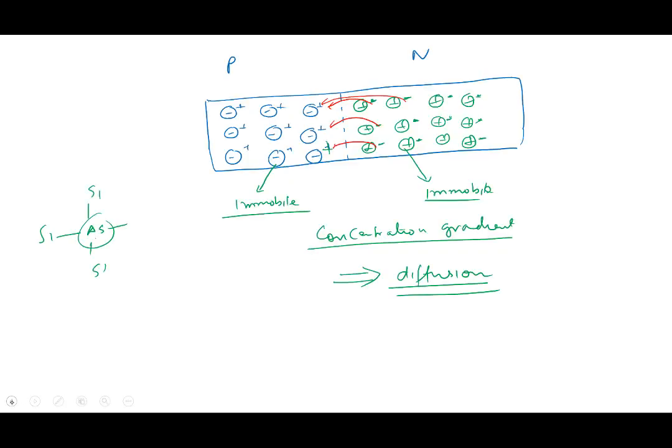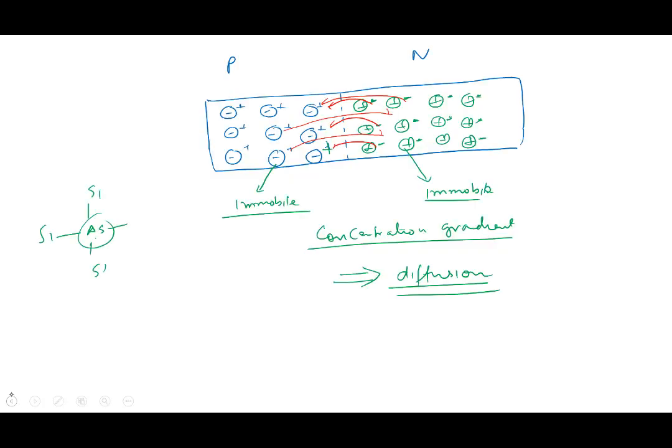And the holes will also try to go there, right? The holes will try to go here because of the concentration gradient. Right? Now, an interesting thing happens. Suppose you take an electron here, and it comes here to the p-type, right?